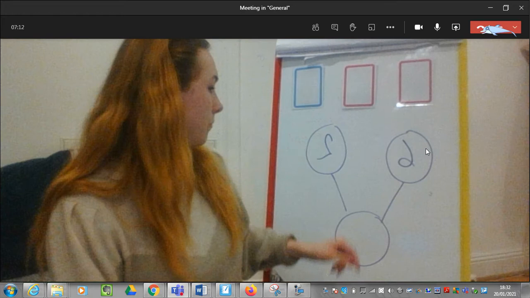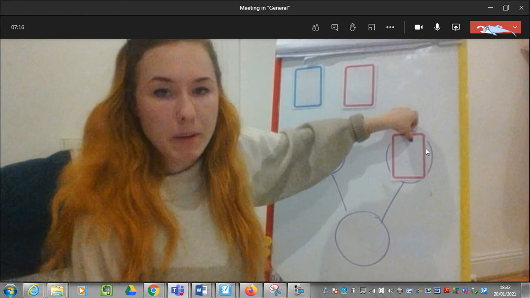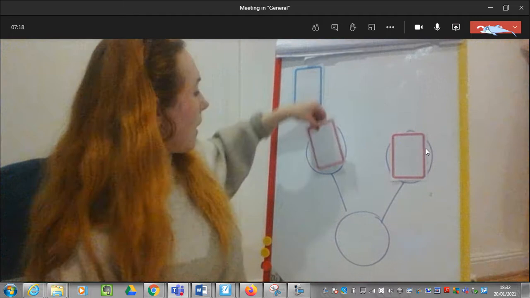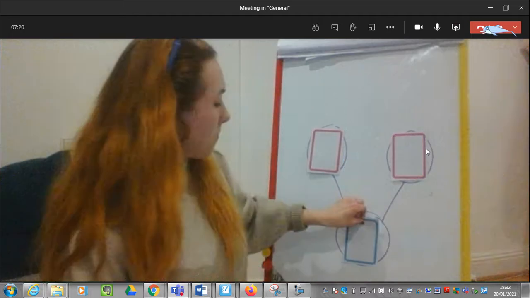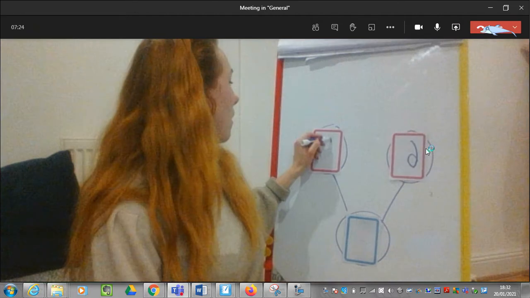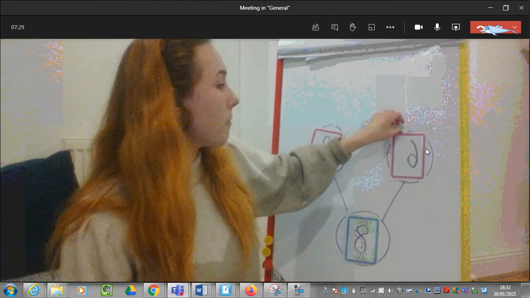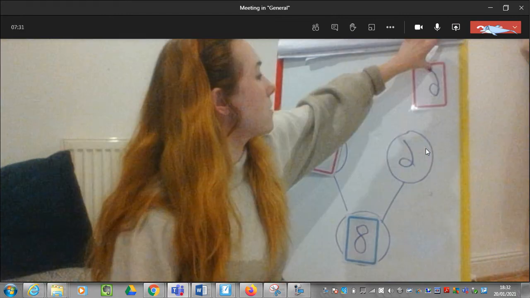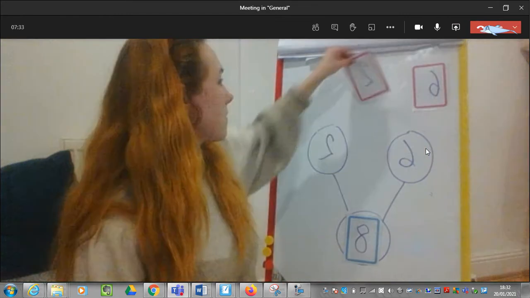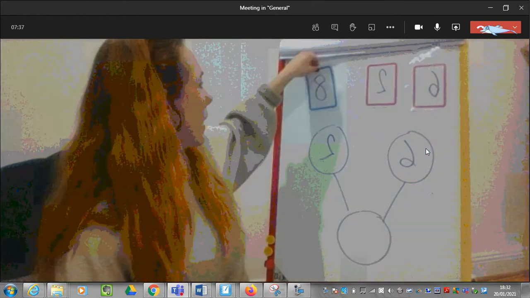Excellent. Now, my 2 parts are going to be in these pink numbers here, and my whole number is going to be in blue. Now, I know that you have said 6 is a part, 2 is a part, so the whole number must be 8. Okay, so we're going to remember these numbers when we are looking at our fact families. I'm going to put 6 is a part, 2 is a part, and 8 is the whole.